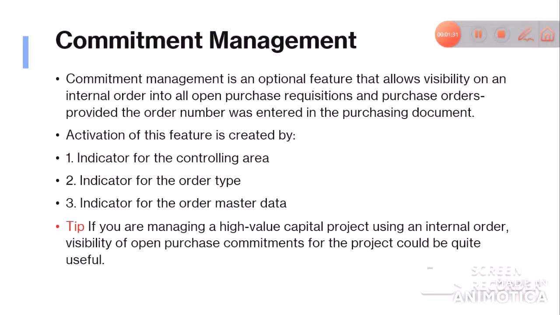Commitment management is an optional feature. It allows visibility on an internal order into all purchase requisitions and purchase orders, provided the order number was entered in the purchasing document. Activation of this feature is controlled by an indicator for the controlling area, an indicator for the order type, and an indicator for the order master data.